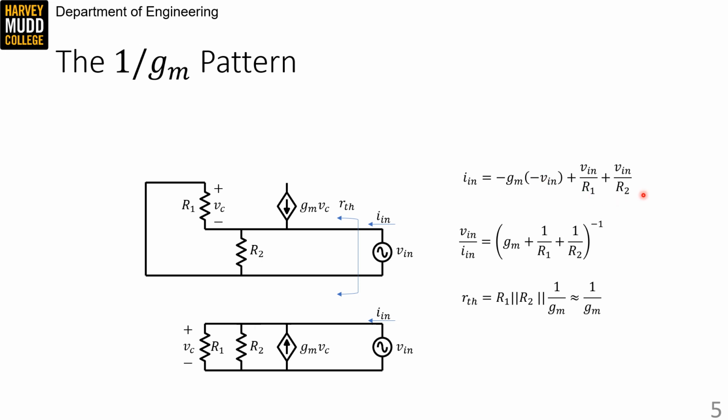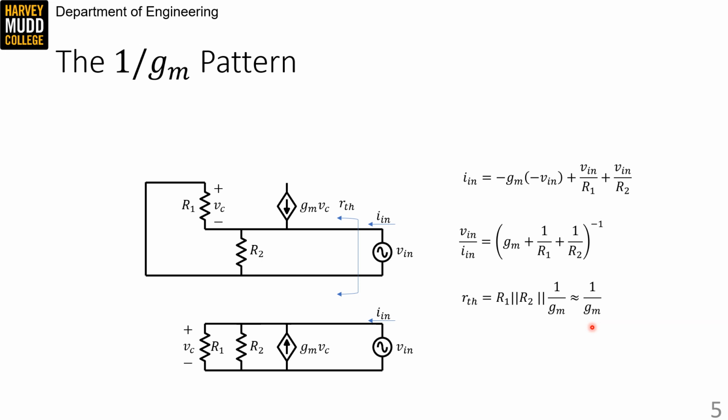We can arrange this expression to find that Vn over In, which is RTH, is 1 over the sum of a bunch of conductances, so it's GM plus 1 over R1 plus 1 over R2, and then all inverted. That is the same form as a parallel combination of resistors, so we rewrite this as R1 parallel R2 parallel 1 over GM. 1 over GM is usually quite small, so this equation is often approximated as just 1 over GM.